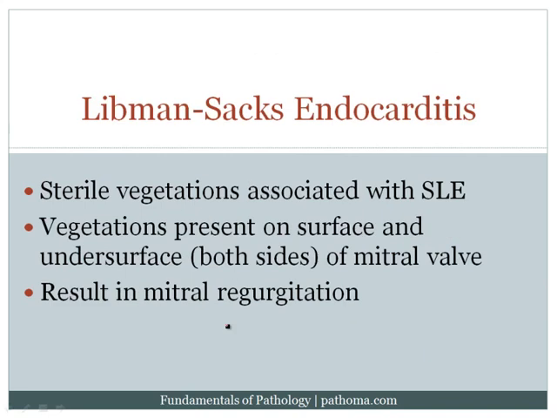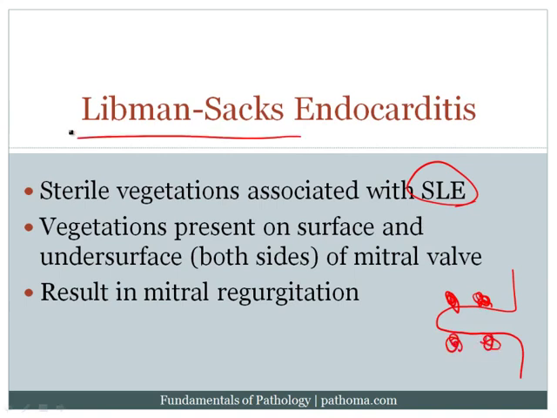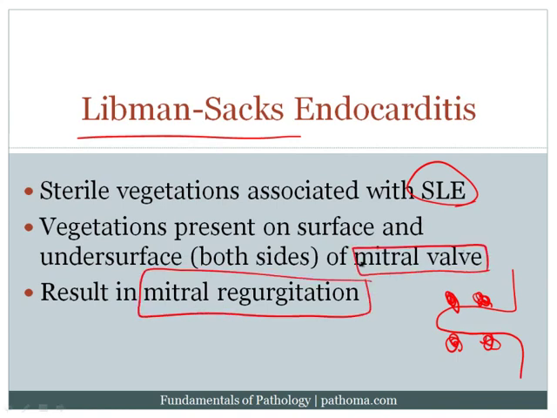Libman-Sacks endocarditis is particularly high yield. We've discussed it previously. This is where you get sterile vegetations in association with lupus. Now, the most important thing here is that if you've got this valve, you get vegetations on both sides of the cardiac valve. And when you get vegetations on both sides, that's highly characteristic of Libman-Sacks endocarditis. Again, it usually involves the mitral valve, and it's going to result in mitral valve regurgitation. And that completes our section on endocarditis.